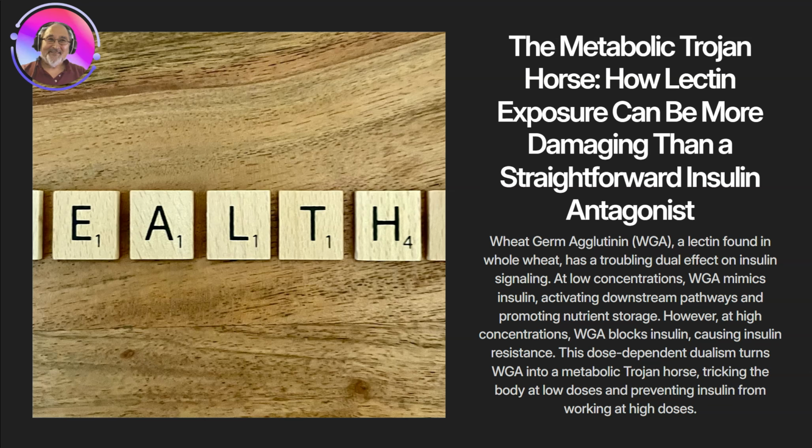Okay, so bottom line, why this matters. The dose-dependent dualism of WGA turns it into a metabolic Trojan horse. At low doses, it tricks the body into thinking insulin is acting when it's not. At high doses, it prevents real insulin from working, so you're in full insulin resistance at that point. This makes it more dangerous than a simple inhibitor, especially in a world where people regularly consume high amounts of whole wheat and other lectin-rich grains. You didn't know that much about wheat, did you?